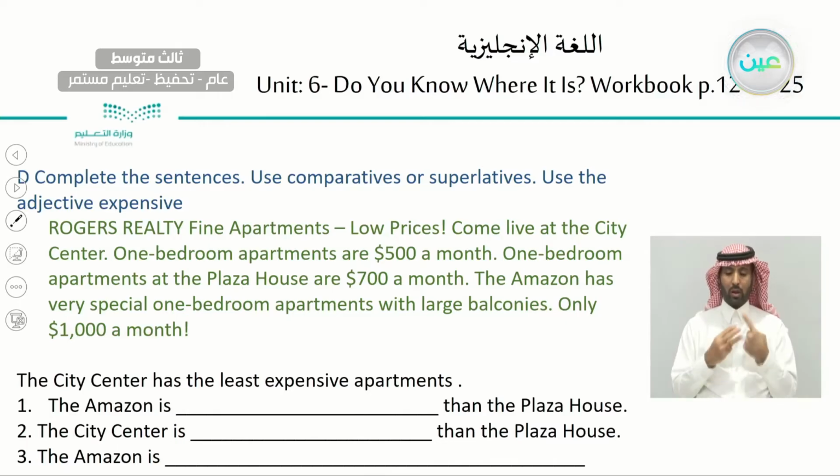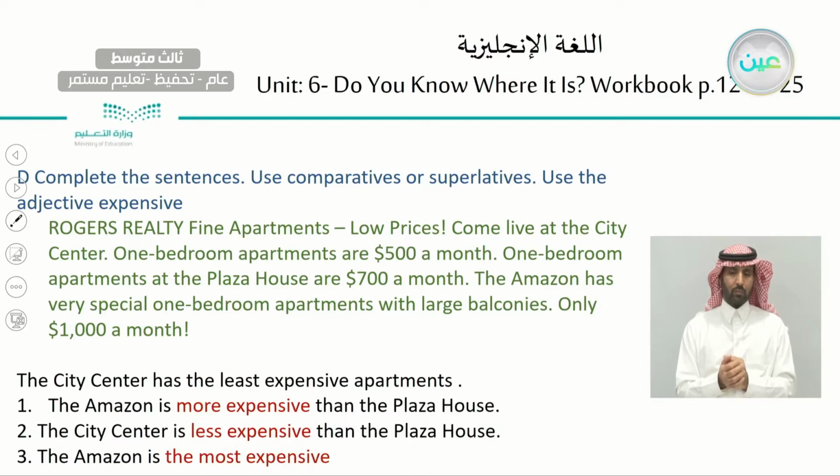Okay, so this is an announcement, and you have to write statements related to it. So you have to read this one carefully and then complete the statements. The city center has the least expensive apartments. So the adjective we are using is expensive. So you have to complete the other ones using the same, okay? Number 1, the Amazon is more expensive than the Plaza House. Number 2, the city center is less expensive than the Plaza House. 3, the Amazon is the most expensive, okay?